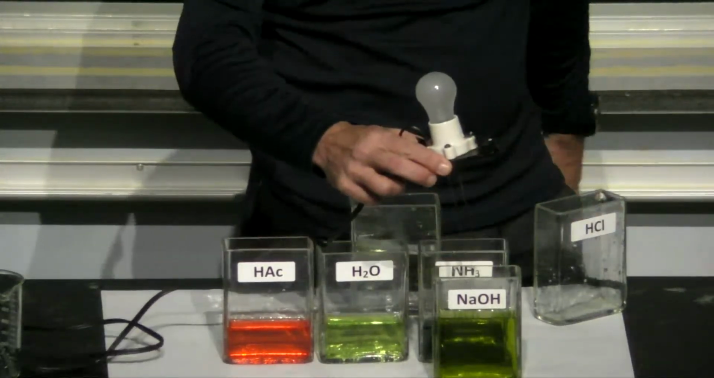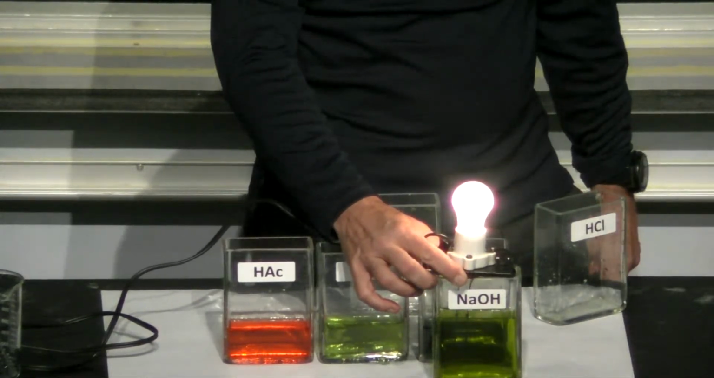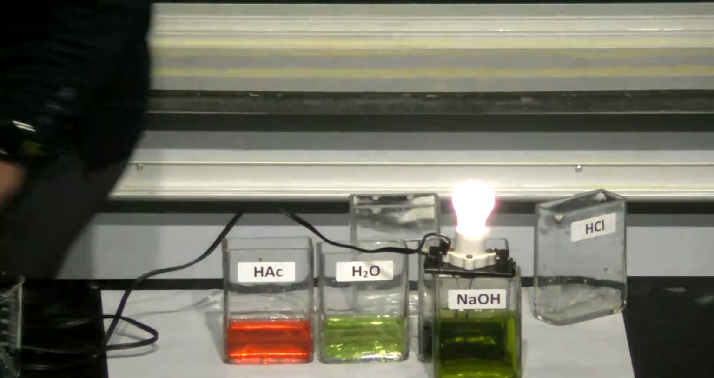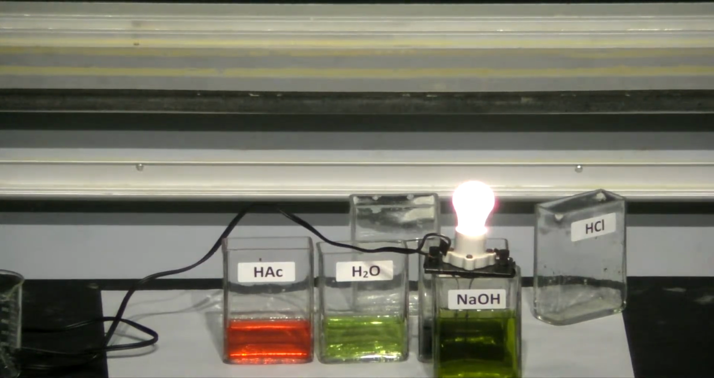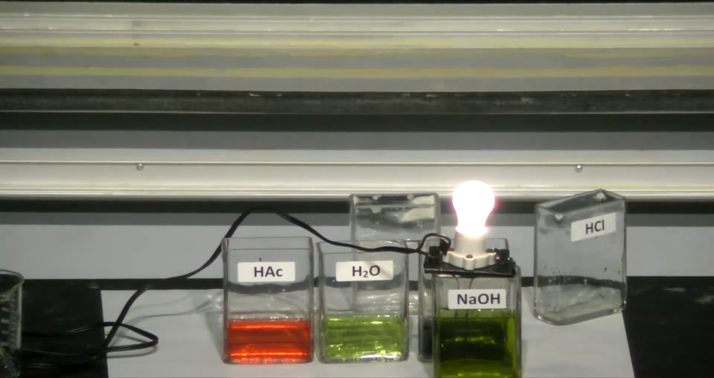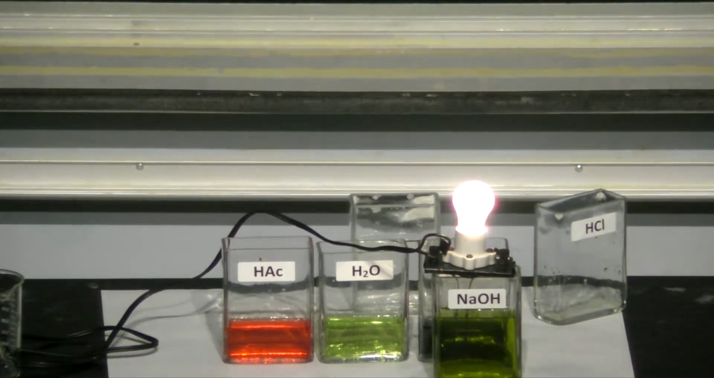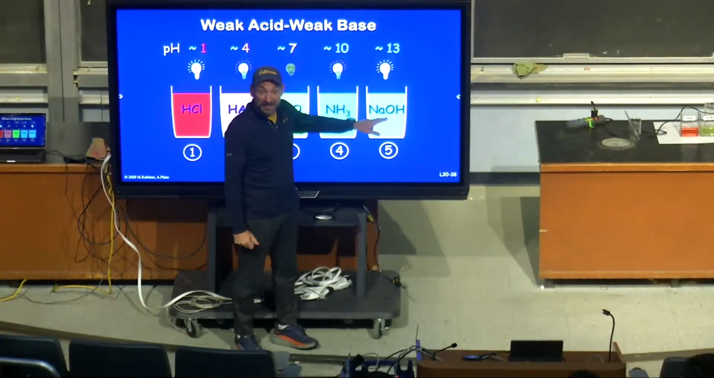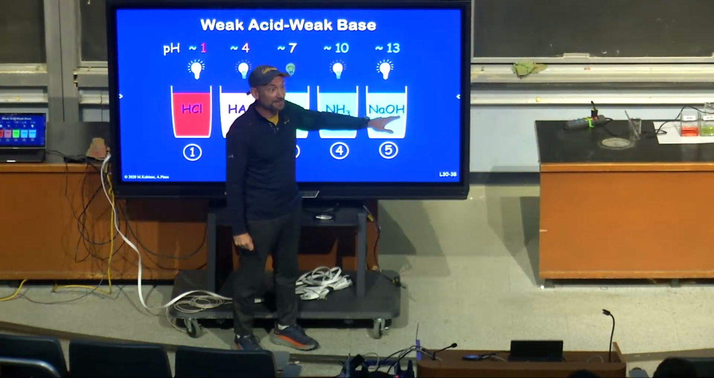Ready? And, oh crap, bright light. So neutral does not mean no ions. Neutral means H3O plus concentration and OH minus concentration are equal and 10 to the minus 7. That's what it means. But what else was I putting in that solution? HCl, H plus ions and Cl minus ions. NaOH, Na plus ions, and OH minus ions.